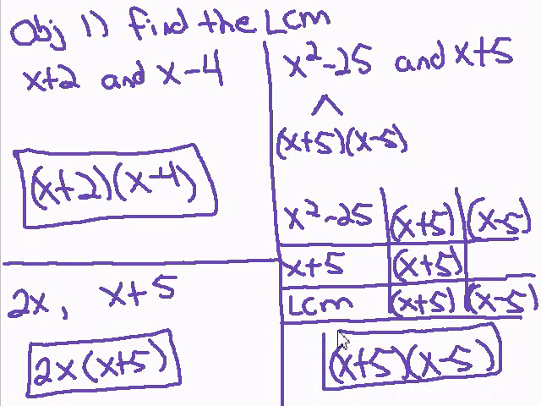Okay, this is the end of finding least common multiples. What we're going to do next is find out how to solve rational expressions using these least common multiples.